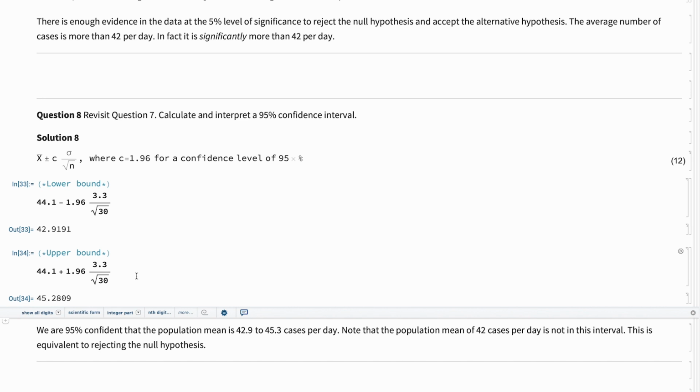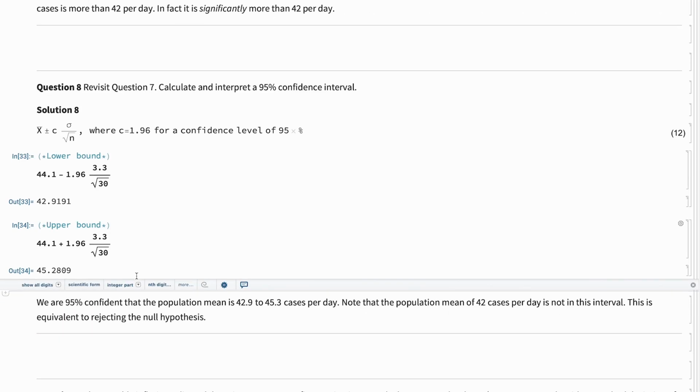And look at that. 42.0, the value under the null hypothesis, is not within those bounds. That supports and gives me exactly the same conclusion I got with hypothesis testing. And that should always be so. So we can say we are 95% confident that the population mean is 42.9 to 45.3 cases per day.